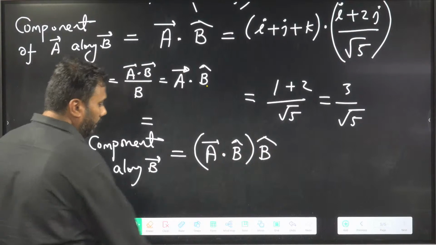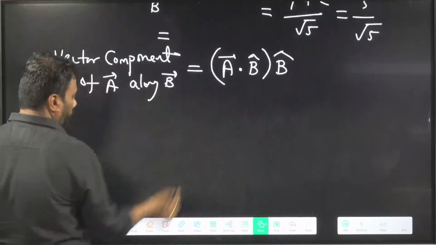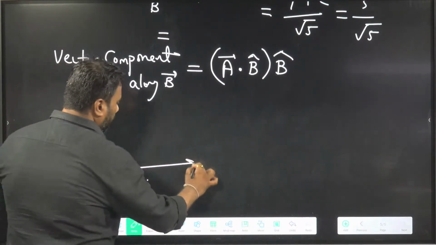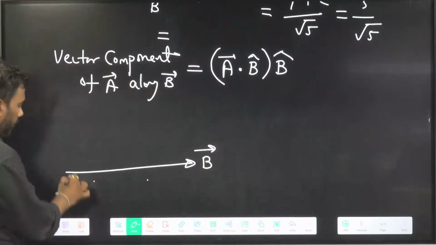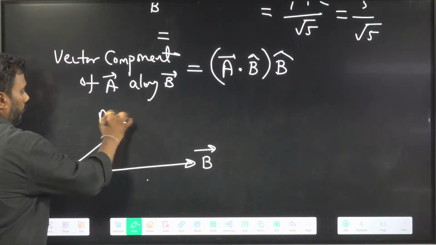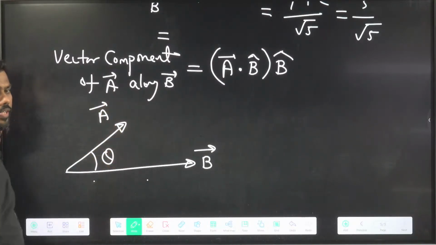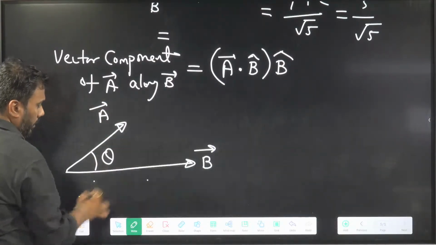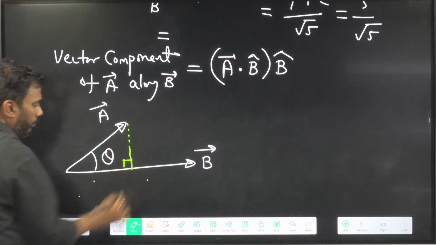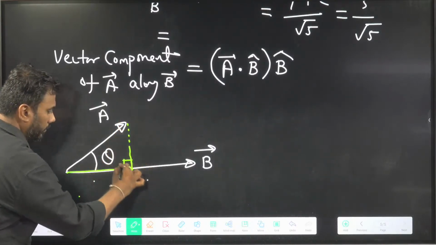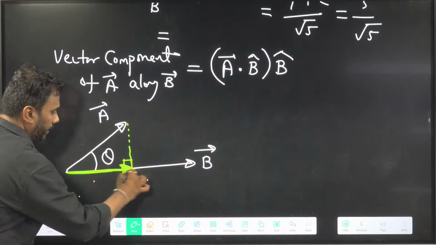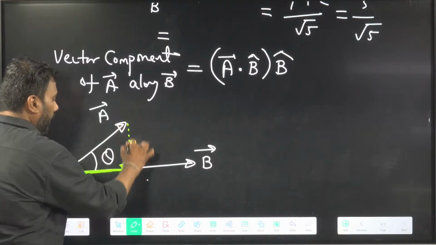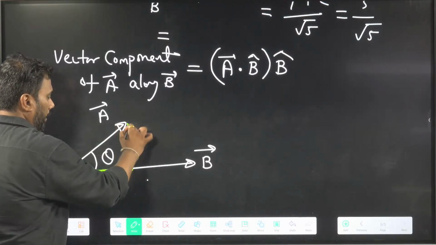Okay, Aarti, yes, we will again see this. See, suppose this is your B vector, suppose this is your A vector, and the angle between A vector and B vector is theta. Then A vector can have two components. One along B vector, which is the component of A vector in the direction of B vector, and another component which is perpendicular to B vector.